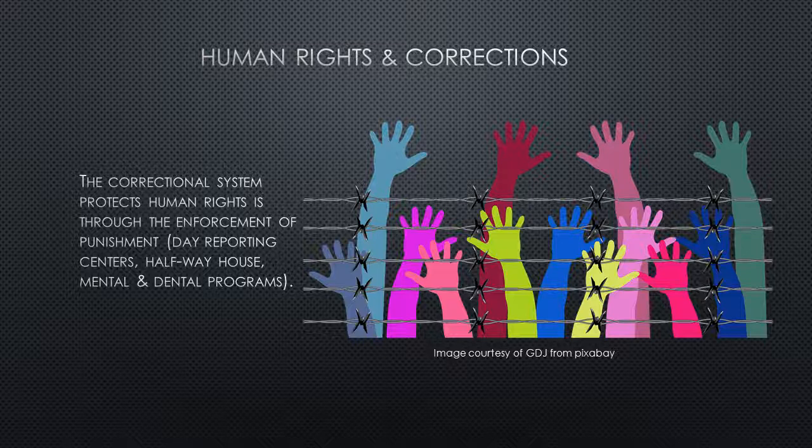Lastly is human rights in corrections. The correctional system protects human rights through enforcement of punishment. That could include day reporting centers, halfway houses, and mental and dental programs. An example of a violation of human rights within the correctional system is what happens behind closed doors of the prison system.